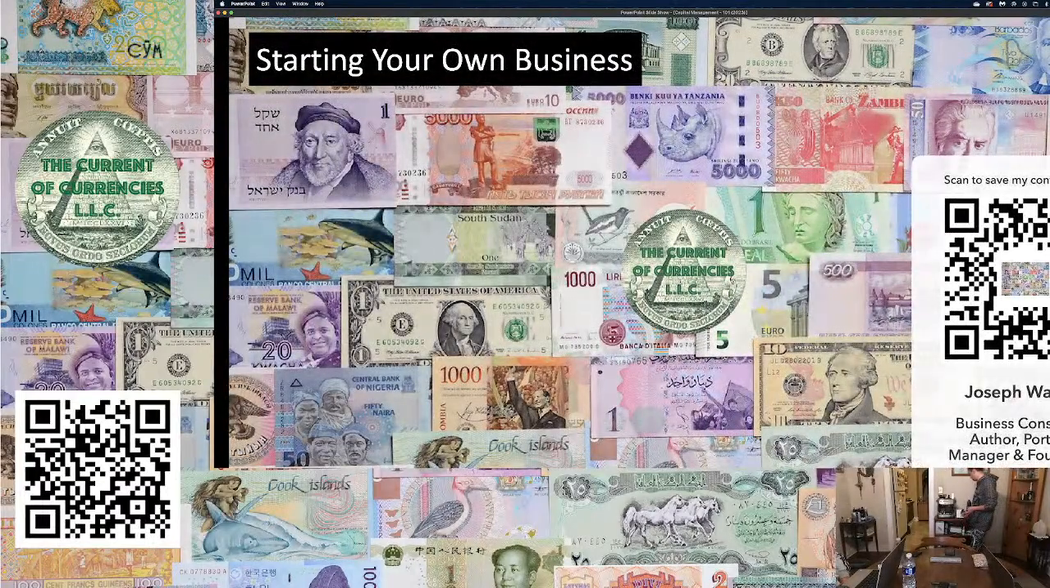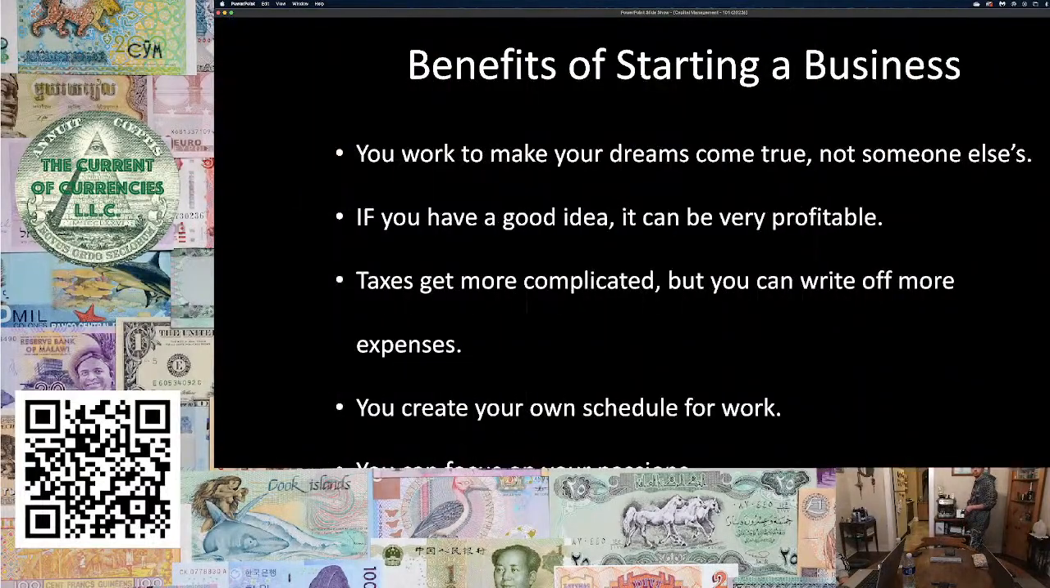Starting your own business. Benefits of starting a business. You work to make your dreams come true, not someone else's. And I feel like a lot of us come out to the event because we don't want to work for other people, and we do want to do what makes us happy or what we're passionate about at the end of the day. So if you have a good idea, it can be very profitable.